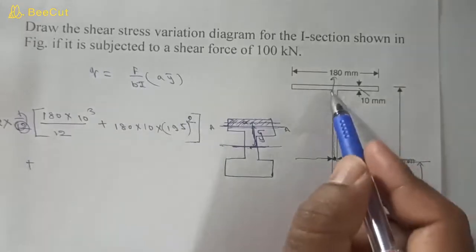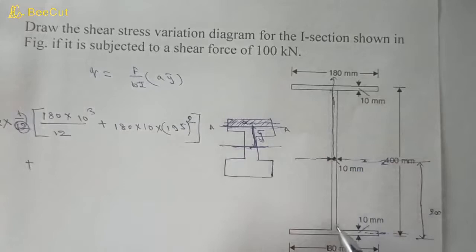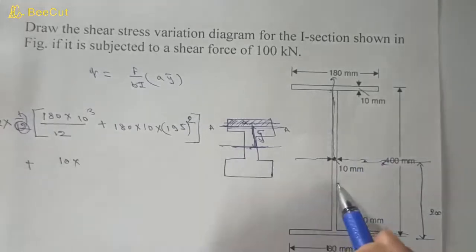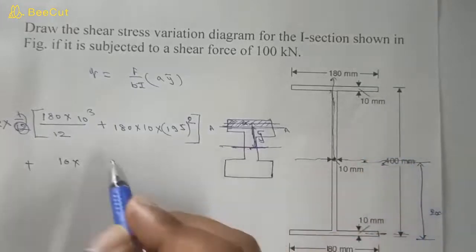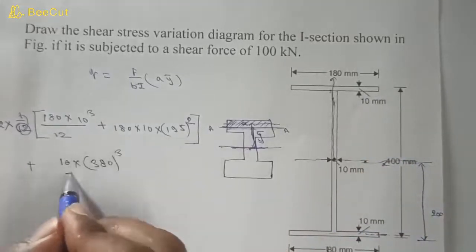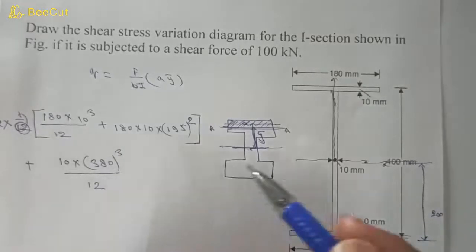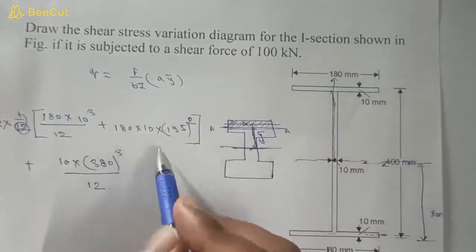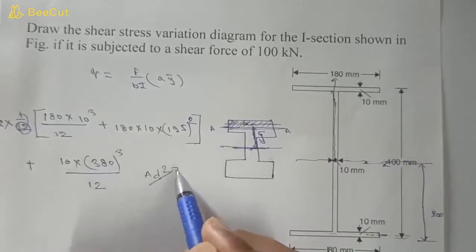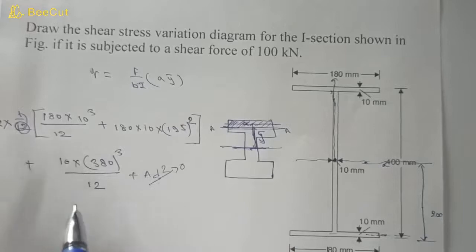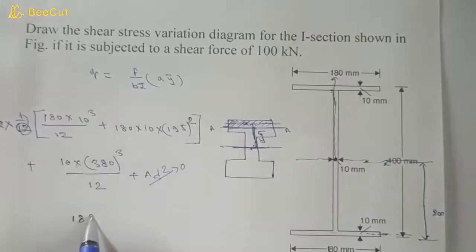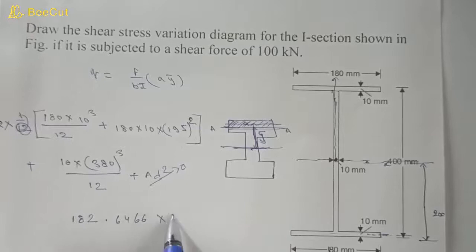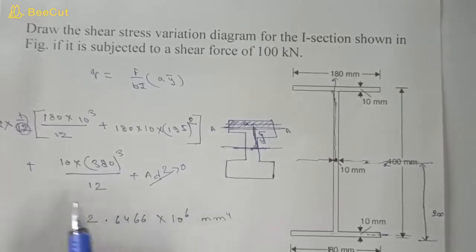Plus the moment of inertia of the web portion: B is 10, and the height is 400 minus 10 minus 10, so 380 cubed divided by 12. The centroid of this web and the centroid of the whole cross section coincide, so the distance D is 0 and AD squared is 0. This is the moment of inertia of this cross section. If we calculate this, you will find 182.6466 into 10 to the power 6 mm to the power 4. Please calculate it on a calculator, because it takes a lot of time.